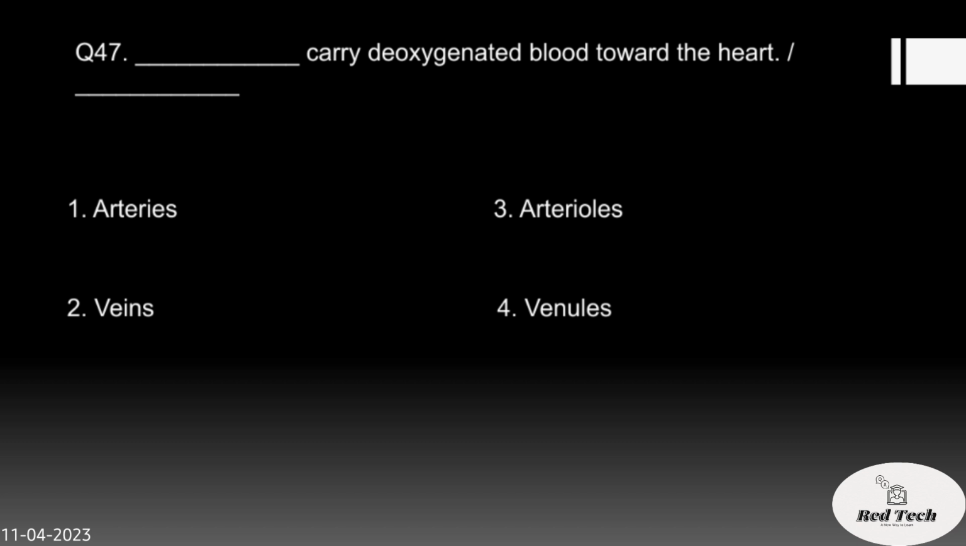The blood in the body is of two types, one is oxygenated and another is deoxygenated. You can easily remember artery or veins by this method: what carries blood towards the heart is called veins and what carries blood from the heart is called arteries. So in this question the examiner asked which vessel carries deoxygenated blood towards the heart. Deoxygenated blood runs in the veins. So the right answer is option number 2, which is veins.